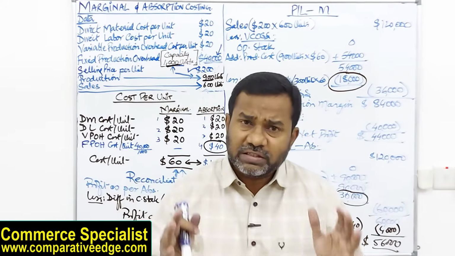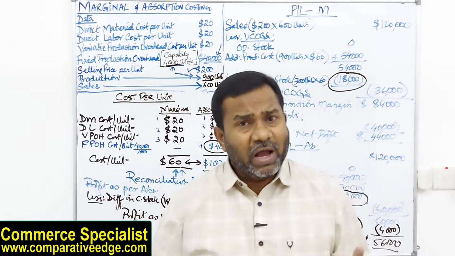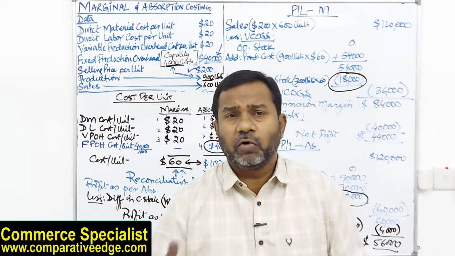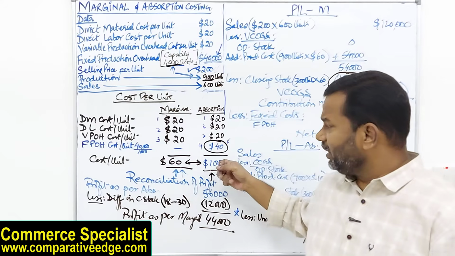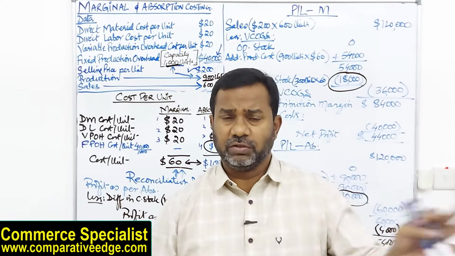On the other hand, yes, companies do use absorption costing to calculate cost per unit. Why? Because it is recommended by the standards. For financial reporting purposes, absorption costing is to be used in order to calculate cost per unit. That is as per IAS 2.